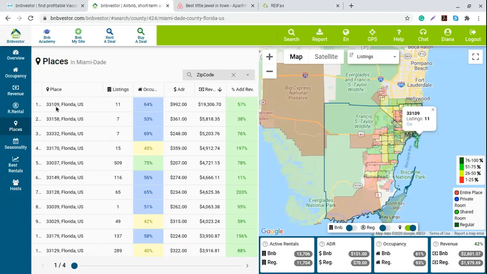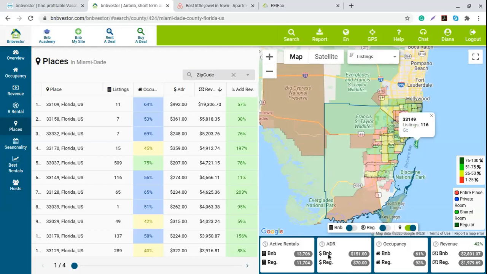So this zip code has 11 listings. The occupancy rate is good, okay? It's not that bad. The average daily rate is high, but again, one of these listings could be a super big villa that is asking a lot of money. And I can make that assumption based on the total average daily rate on the entire county, okay? That is very different. Now, on average, of course, the revenue is going to be this one.